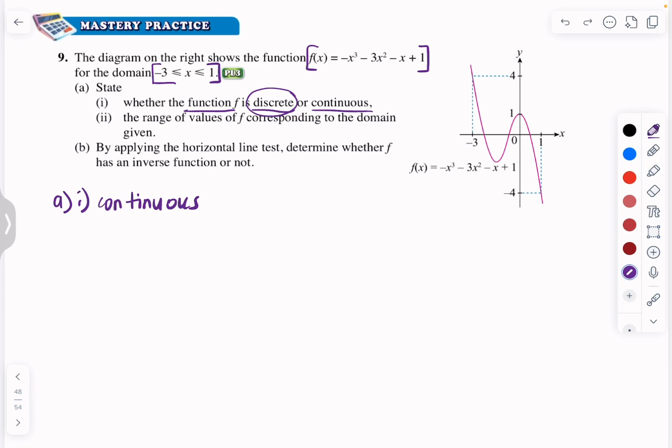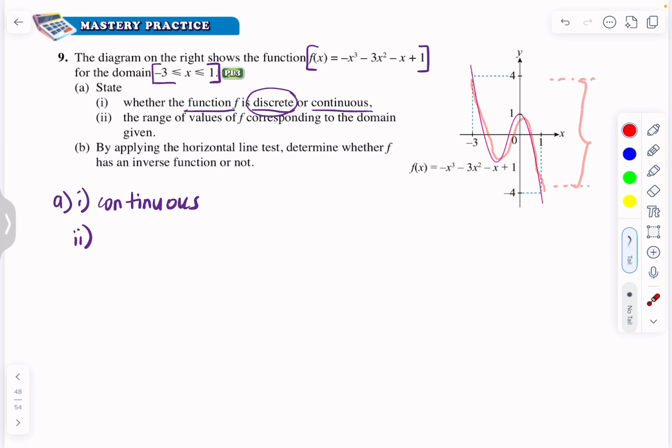Right, number 2. The range of values of f corresponding to the domain given. So they want the range of f. That means they want this range for the domain that they give. So the domain is between -3 and 1. So between this domain, our graph is from here until here. So this will be our range of f.